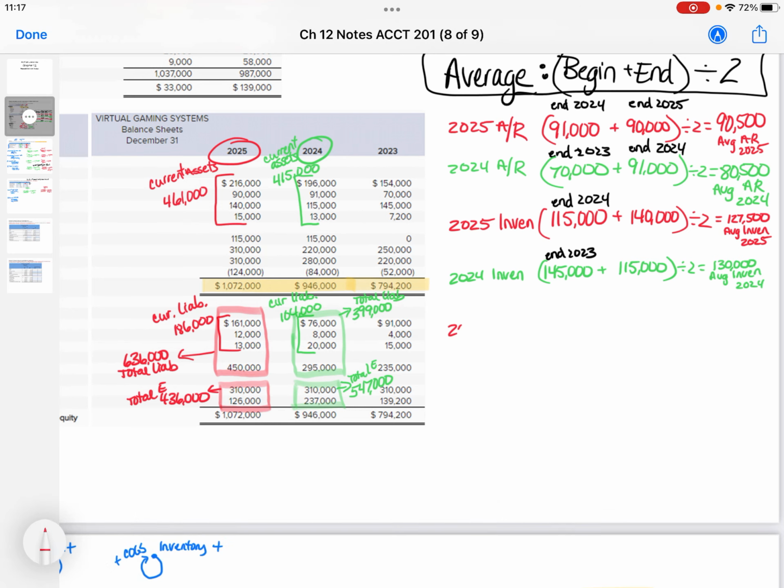All right, so let's do 2025. These are assets in total. So this is going to be a much bigger number. So for 2025, the beginning would be the end of 2024. So I'm going to start with 946,000, and I'll add the current year, which is 1,072,000, and then I'll divide all of that by 2. And my average assets would be 1,009,000. So that's my average assets for 2025.